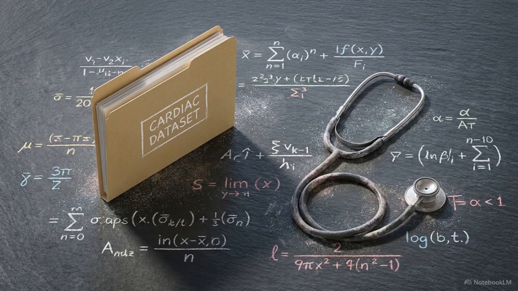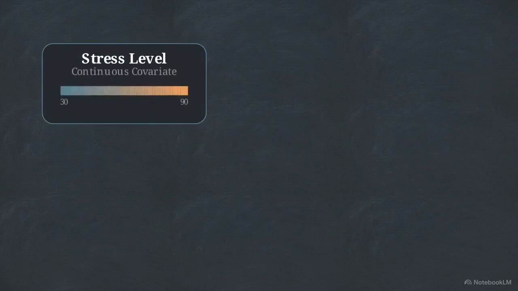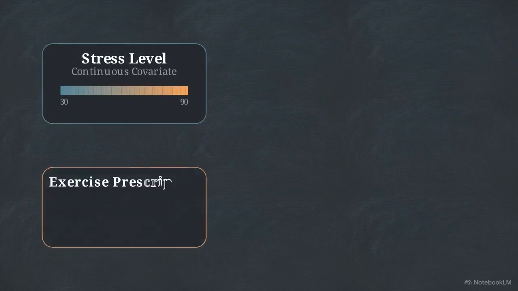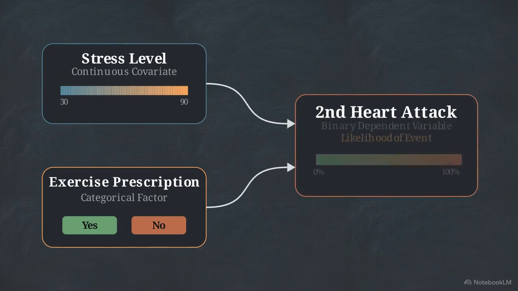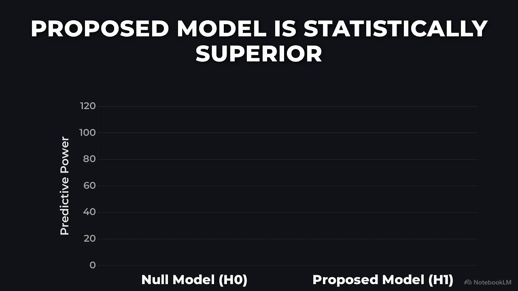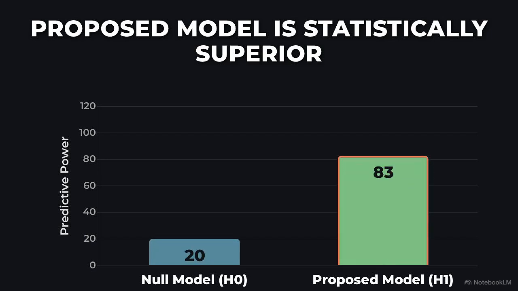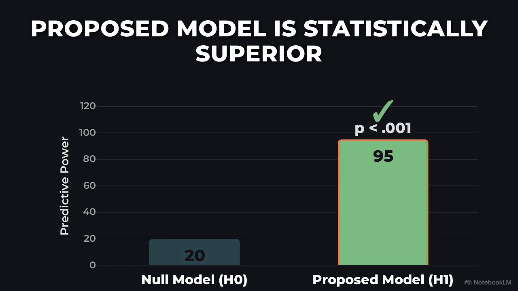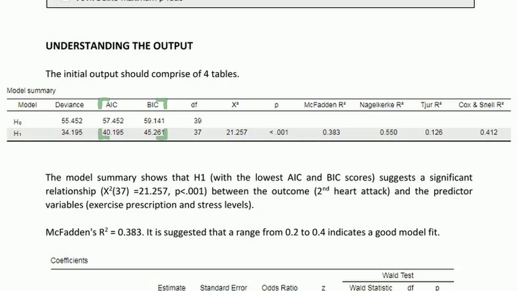We can observe this in action using a heart attack dataset. We'll use stress levels as a continuous covariate and exercise prescriptions as a categorical factor to predict the likelihood of a second cardiac event. Before interpreting specific variables, we must prove the model's structural integrity. This involves demonstrating that our proposed model, H1, is statistically superior to a null model, H0, which assumes no relationship exists. This model summary provides measures of fit.